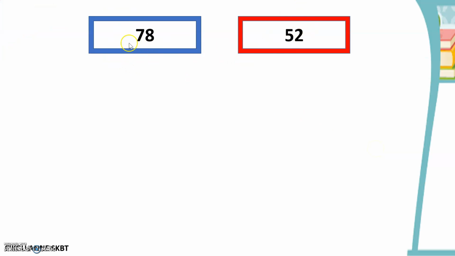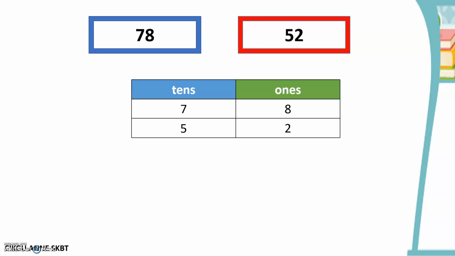There are two numbers here, 78 and 52. Which one is larger, 78 or 52? 78. Okay, let's see how 78 is larger than 52. First, we should separate the digits according to the place value, ones and tens, and fill up here. Here is 7 tens, 8 ones, 5 tens, 2 ones.